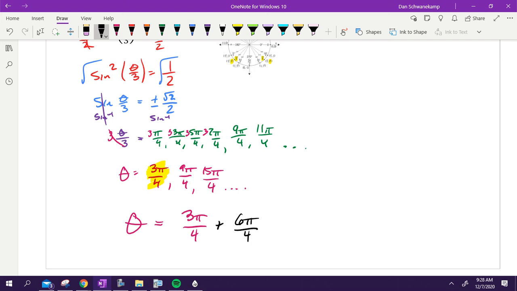Oh, it's nice because it's nice and evenly spread out. And so I'm going to just say 6 pi over 4n, which means I'm just going to keep doing that. I'm going to multiply by 1, then multiply by 2, and so on. Obviously, you could simplify 6 pi over 4. I'm going to leave it as is.